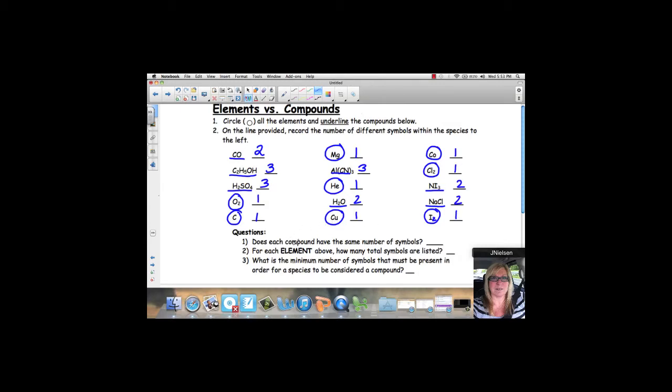So let's answer some questions. Does each compound have the same number of symbols? Well, let's look at the things that we underlined. This has got 2, 3, 3, so no, they don't.